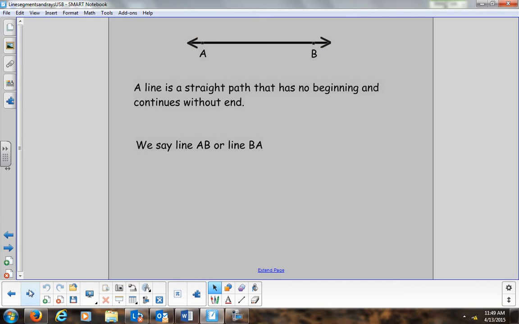When we have a line, we have point A and point B on a line. But do you see how these arrows are there? If you see an arrow on each end of the line, that means it's a line. It's going to keep going. That's why that arrow just keeps going. So when we have a line and we have 2 points on the line, we call that line AB or BA. And you'll see this on top of it generally.